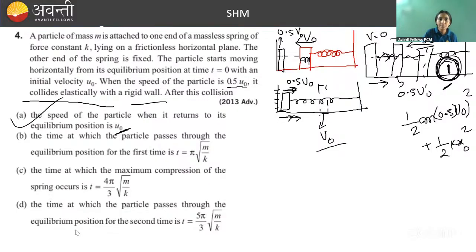Now the time at which the particle passes through the equilibrium position for the first time: it started from equilibrium, right? It started from here. It came up to here, up to the time when its velocity was how much? 0.5 u naught, and then it started reverting back. So what is the time it will take to come back to its equilibrium position again?